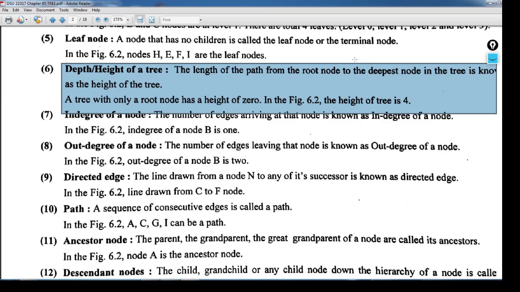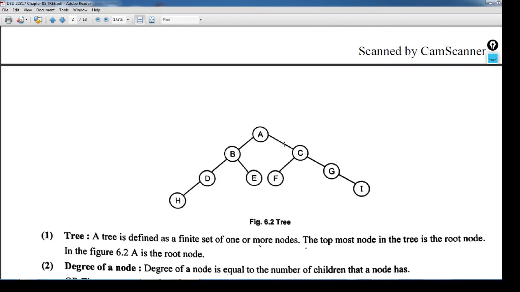So let us see what is the deepest node in the tree. See here. This is 1, 2, 3, 4. H is the deepest node in the tree. So you just count a path from A to H. That is 1, 2, 3, 4. Hence the height of the tree is 4.